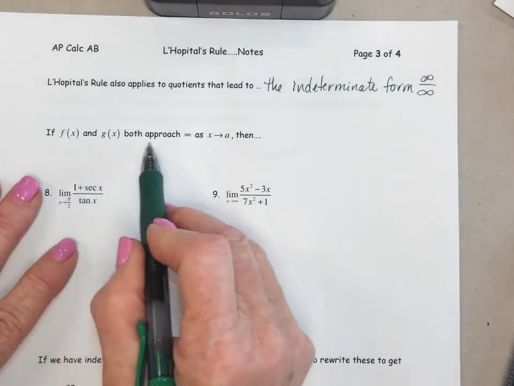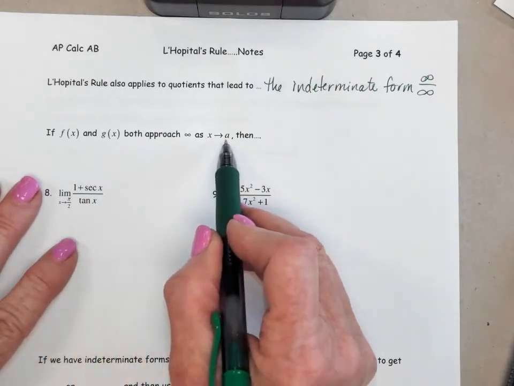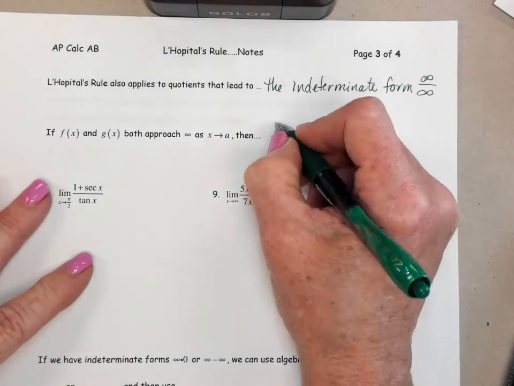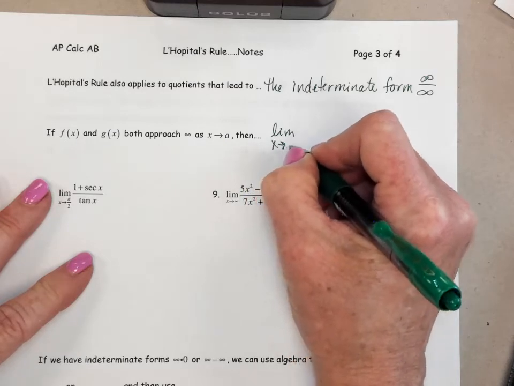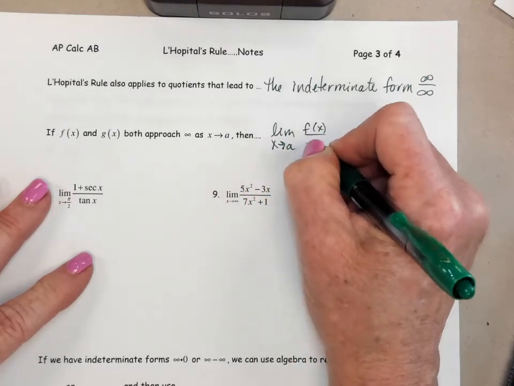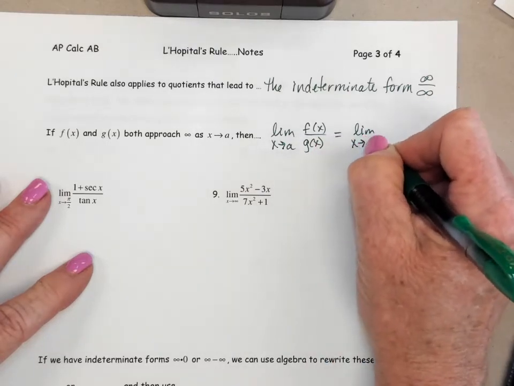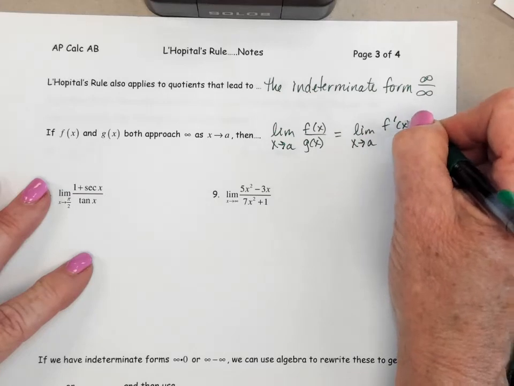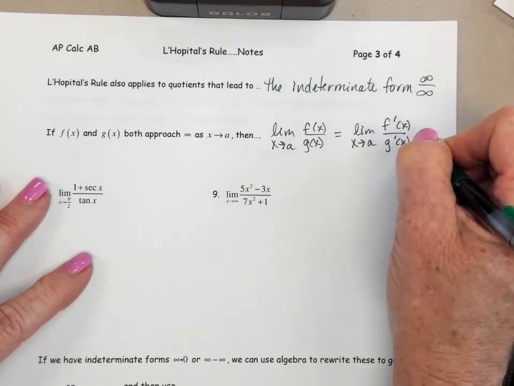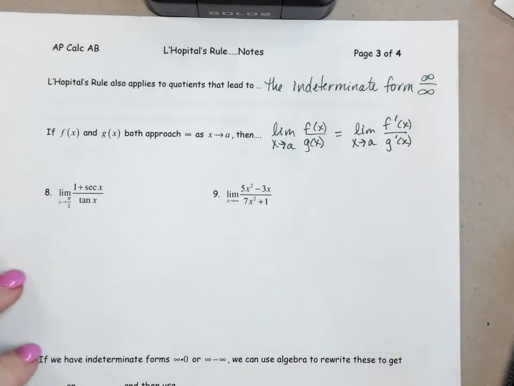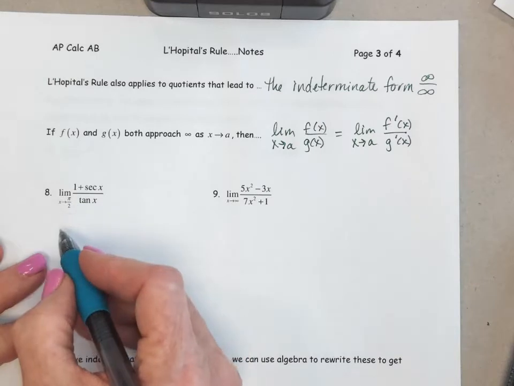If f of x and g of x both approach infinity as x approaches a particular number, then just like the indeterminate form 0 over 0, the limit as x approaches a of f of x divided by g of x is the same thing as the limit as x approaches a of f prime of x divided by g prime of x. So just like for 0 over 0, if we have infinity over infinity, we do the same thing, and we take the derivative of the numerator and the derivative of the denominator. Let's take a look at a couple of examples.